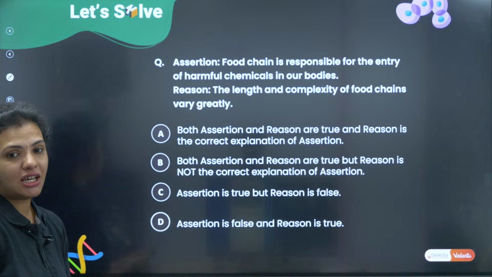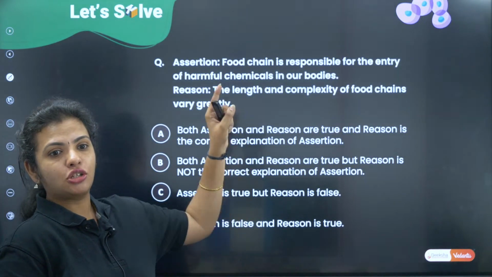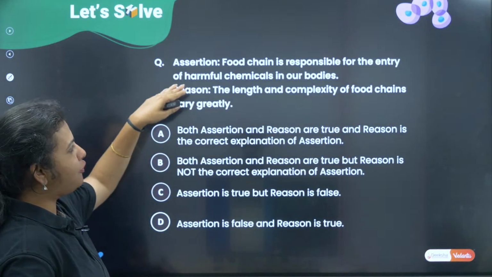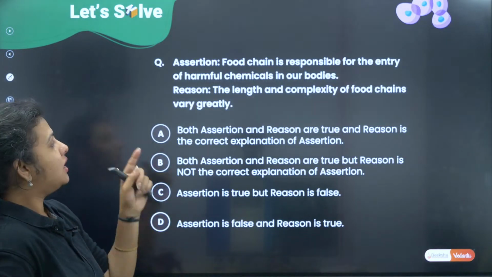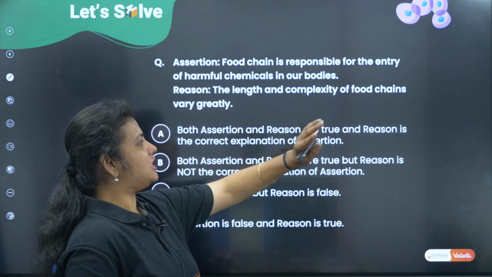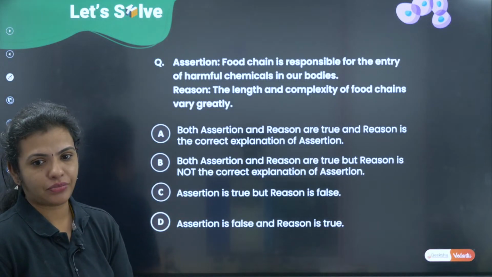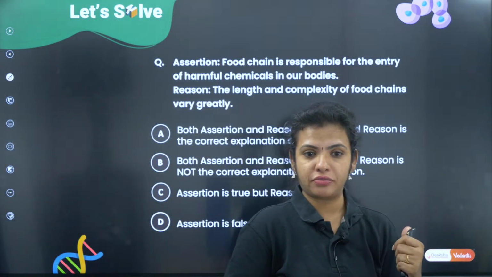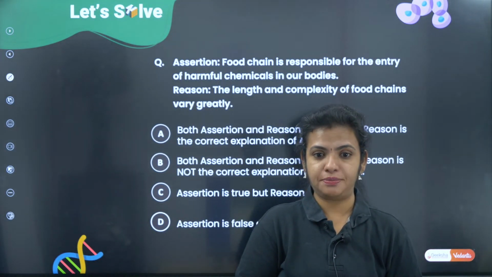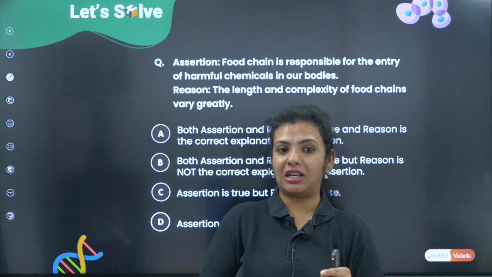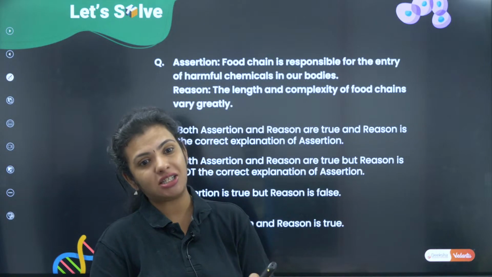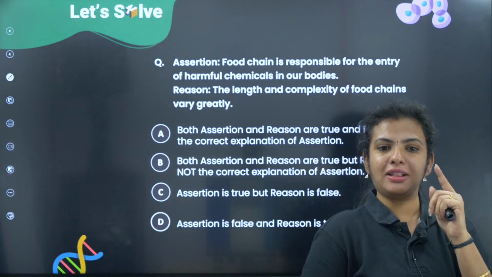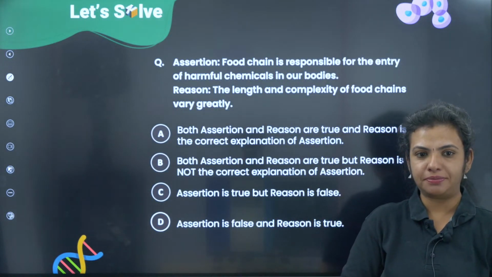Okay. So we have assertion and reason questions here. The assertion is telling that food chain is responsible for entry of harmful chemicals into our body. The reason says the length and complexity of food chains vary greatly. Correct? So here it is the concept which I spoke of earlier, that is biomagnification. What I told, biomagnification is accumulation of toxic materials as you go higher in the trophic level. Correct? So keeping that in mind, please check the assertion.